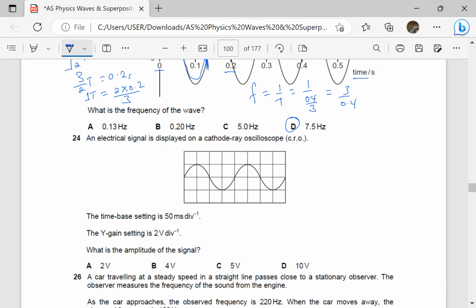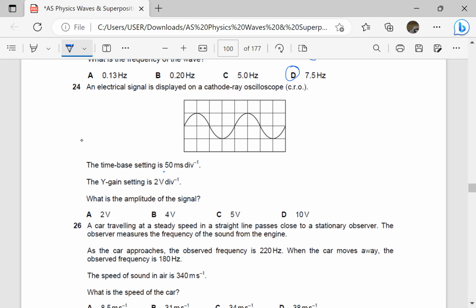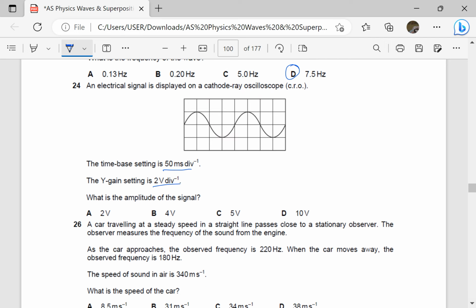An electrical signal is displayed on a cathode ray oscilloscope. The time base is 50 milliseconds per division. The Y gain is 2 volts per division. What is the amplitude of the signal? For amplitude, we look for the Y gain, and they have said 2 volts for every division. Here we have one division representing the amplitude. So straight out without calculation, since it is one division representing the amplitude and the Y sensitivity is 2 volts per division, the amplitude is simply 2 volts.